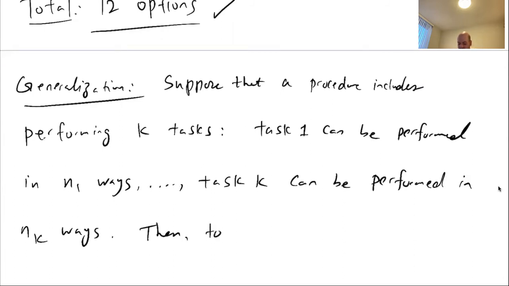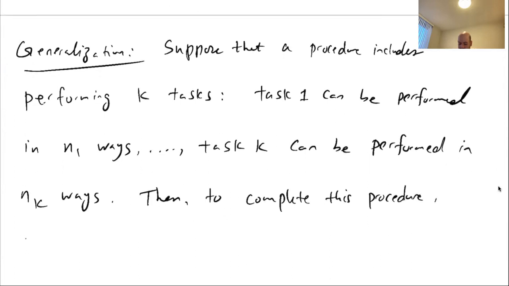Then to complete this procedure, we have n1 times n2 times up to nk options.